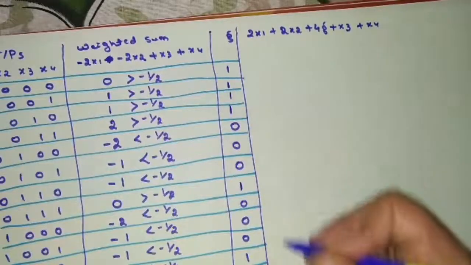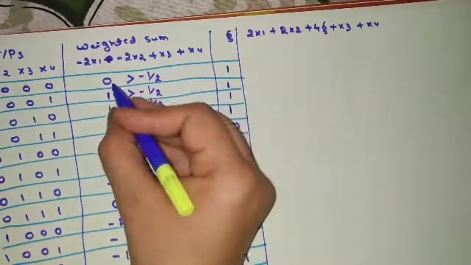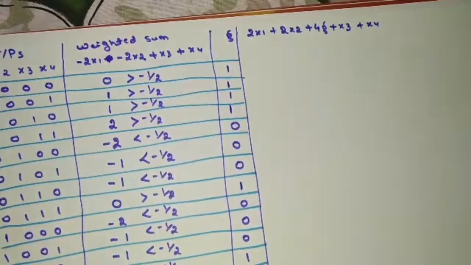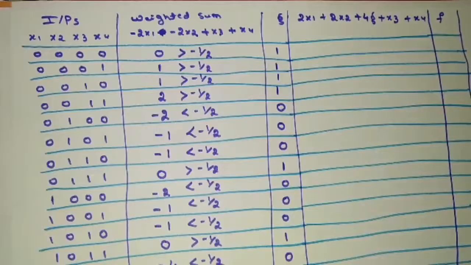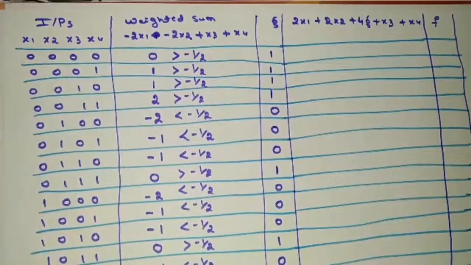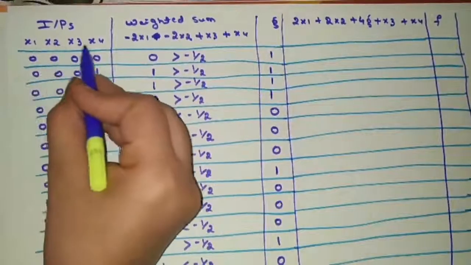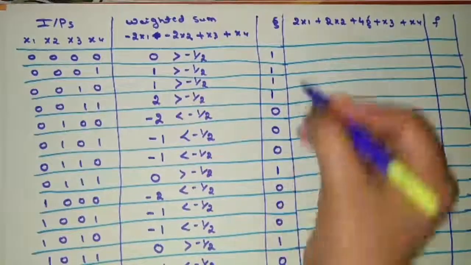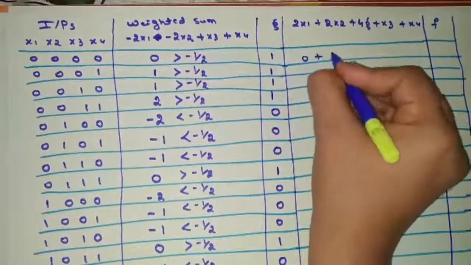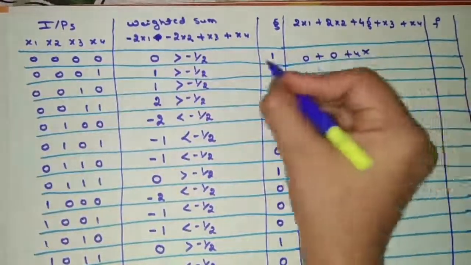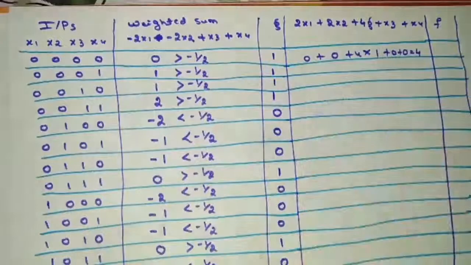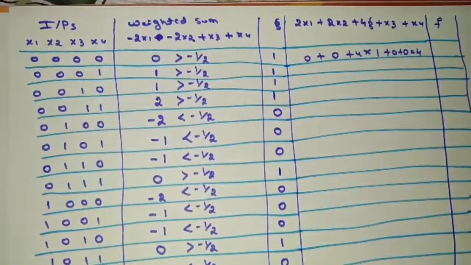Next we will write down the weighted sum here. Let me draw the horizontal lines. Now substitute the values of x1, x2, x3, x4 and also g in this equation. x1 is 0 plus 0 plus 4 into g, which is 1, plus 0 plus 0, which will be nothing but 4. I hope you are able to understand it.